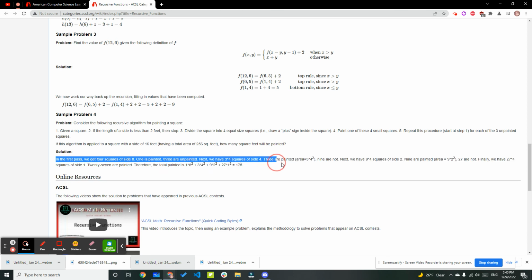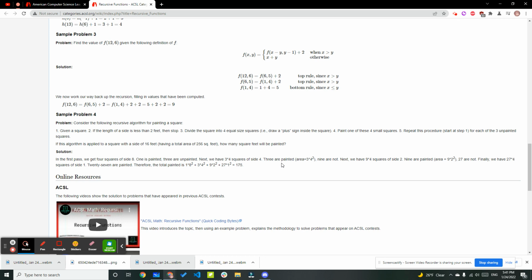The solution they have is, in the first pass, we get 4 squares of side 8. And then 1 is painted and 3 are unpainted. So then next, we have 3 times 4 squares of side 4. 3 are painted, so the area is 3 times 4 to the power of 2. Same as what I did, except I did 16 times 3, and 9 were not. And then 9 times 4 squares of side 2.